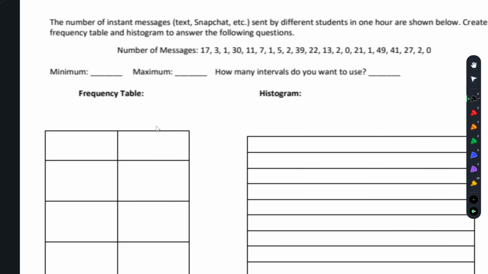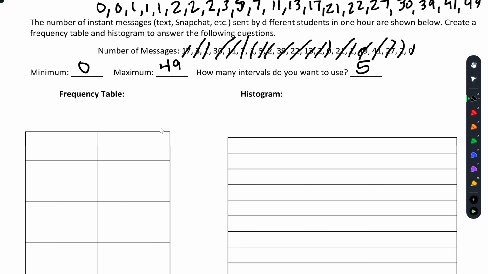And then does anybody remember how we calculate what our intervals should be? Jaden. Perfect. Maximum minus minimum, 49 minus 0, divided by the number of intervals I want, so divided by 5. That's going to get me about 9.8. I always round up, whether that said 9, 9.8, 9.99, I'm rounding up to a 10.